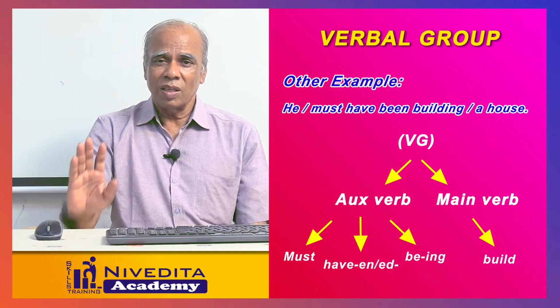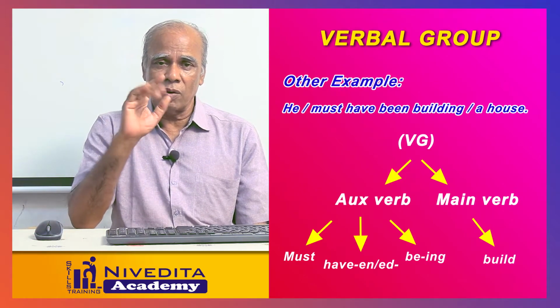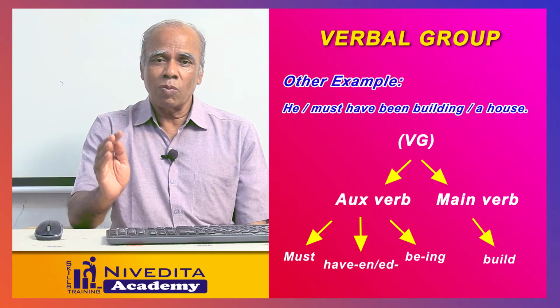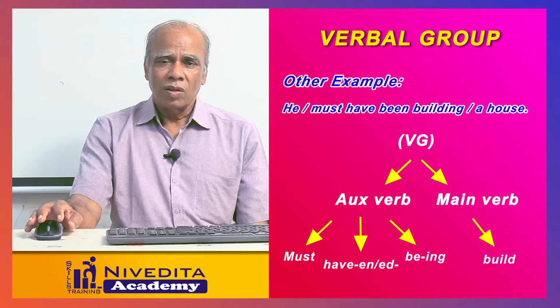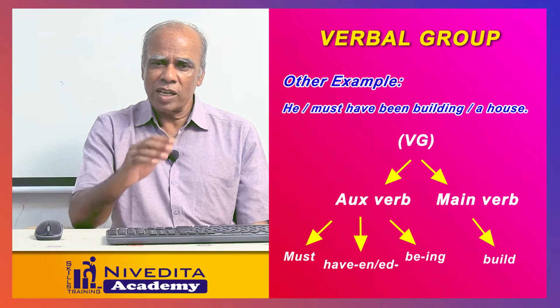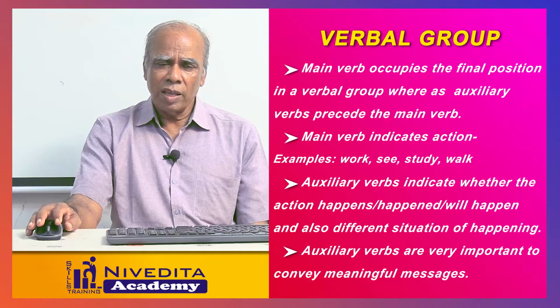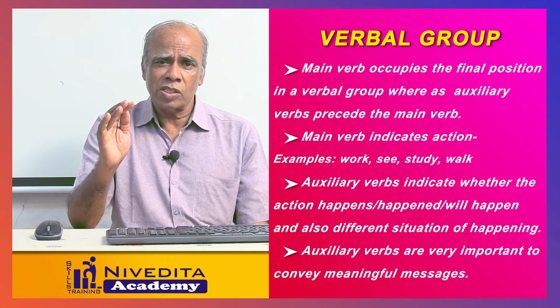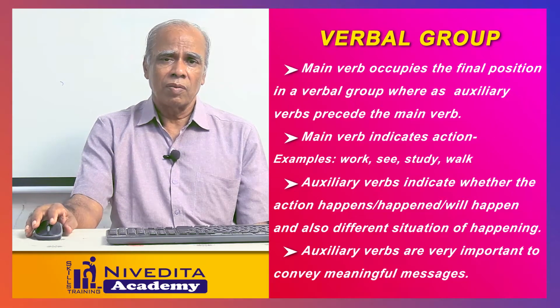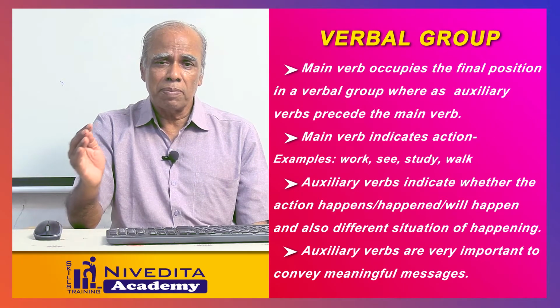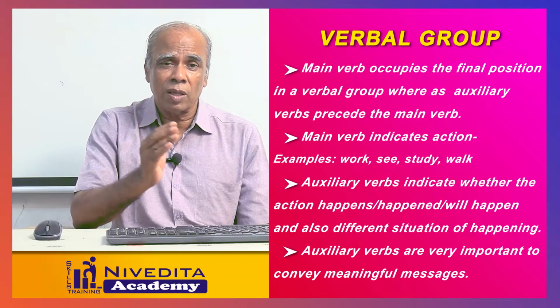So in every verbal group, you have a main verb and one or more auxiliary verbs. You know, what is the location of the main verb? The main verb occupies the final position in the verbal group, whereas auxiliary verbs precede the main verb, and come before the main verb.